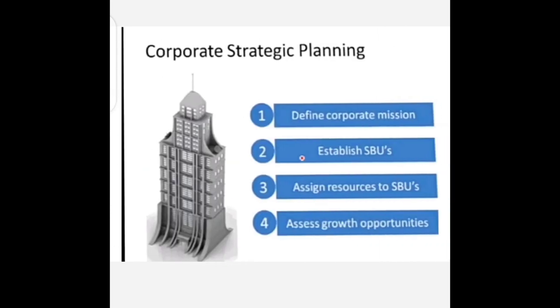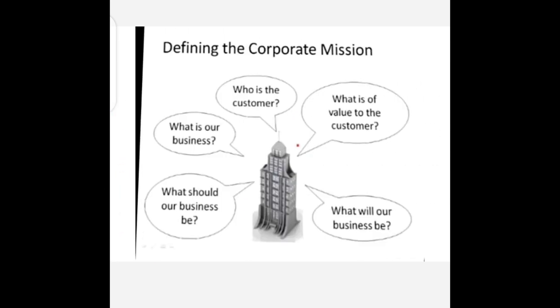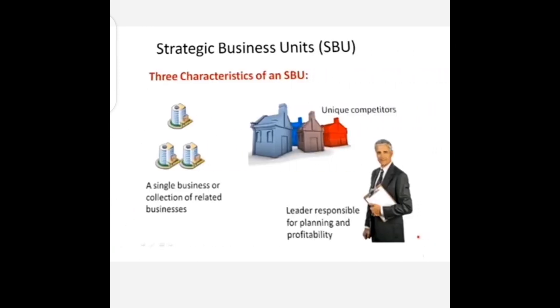Corporate strategic planning is done in four areas. Firstly, we have to define the mission, where we want to go. Then we have to establish strategic business units, then assign strategic resources to them, and then assess growth opportunities. Defining the corporate mission means asking who is our customer, what is our business, what should our business be, and what is the value to customers.